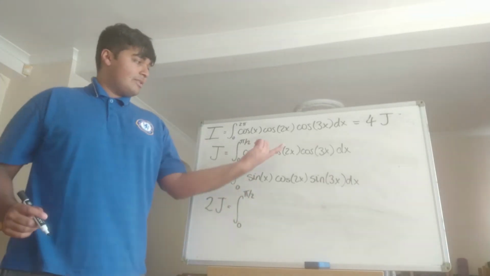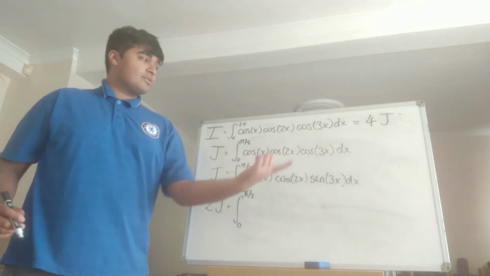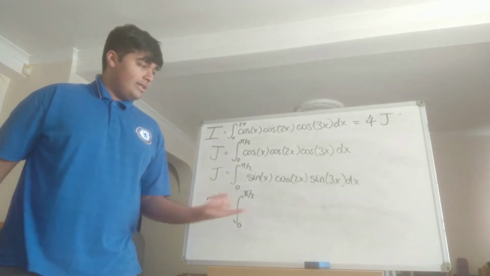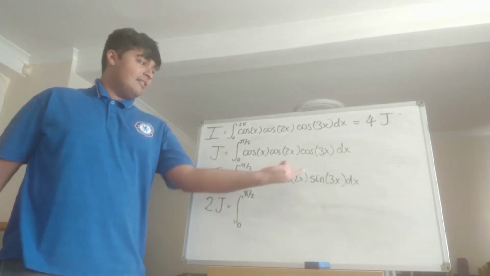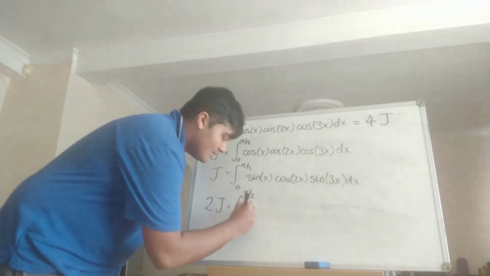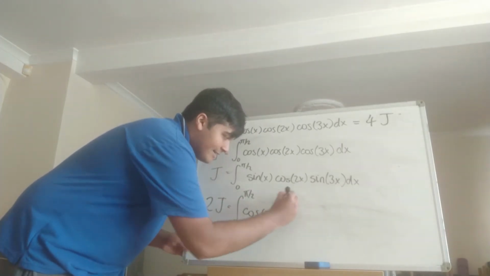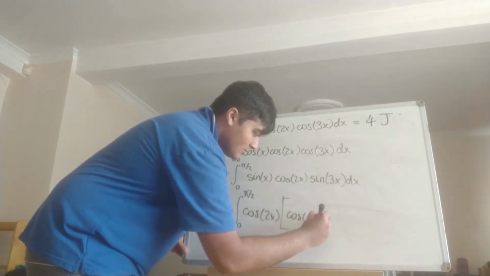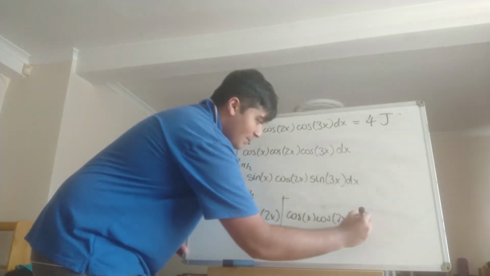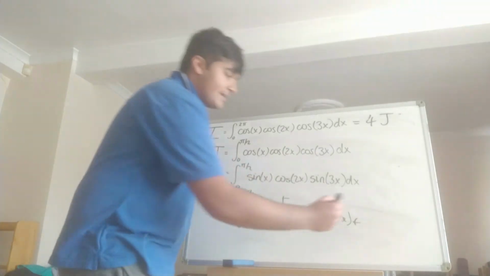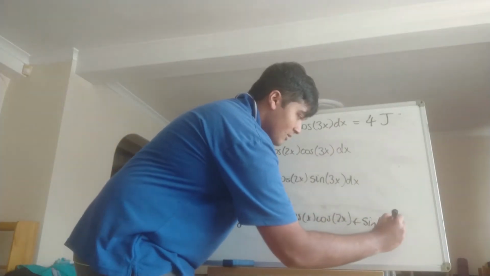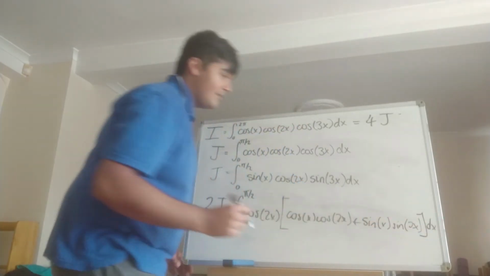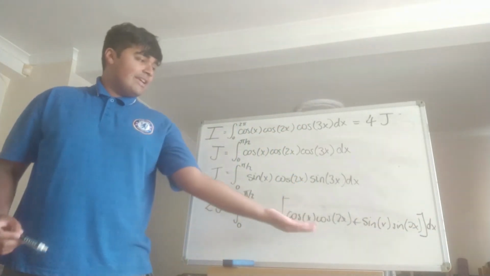And now we see that we're doing this function here, so cos x cos 2x cos 3x plus sin x cos 2x sin 3x, and then what we want to do is put that all in one integral, but let's take out a common factor of cos 2x first. Okay, and then in brackets we've got cos x cos 3x plus sine x sine 3x, dx, like so.